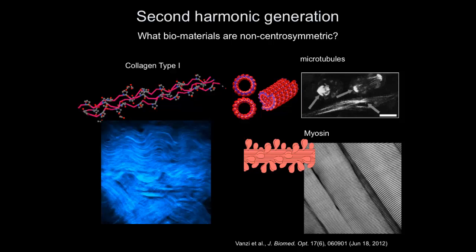Is there a reason you focus on type 1 collagen? Because it's the strongest contributor. There are other forms, collagen type 2 and 4, that also have this property. The other collagens seem to be much less efficient. You know what that is? People don't exactly know why.